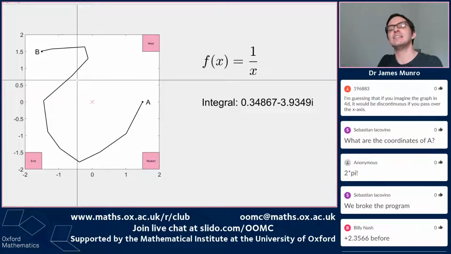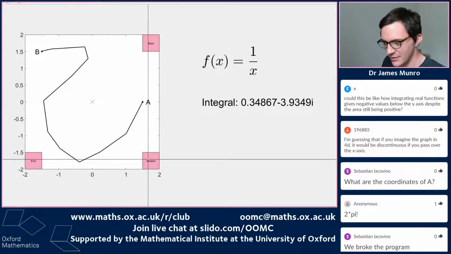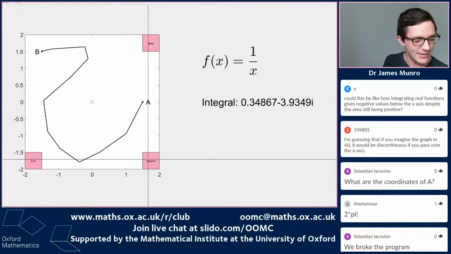So is this a bit like integrating real functions? I'm going to pass on this question about real functions. I think it's not quite like that, but I want to not think about areas too much. Okay, so I'm going to try something different. Can you go around the negative side without going around the origin? That's a good experiment, right?